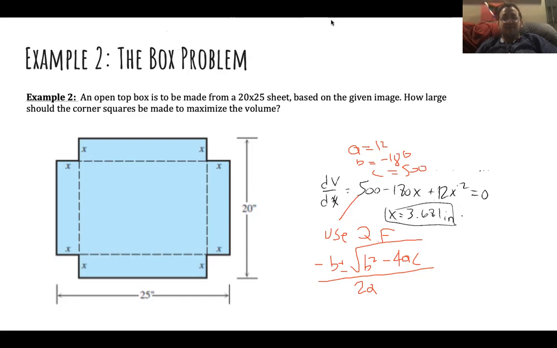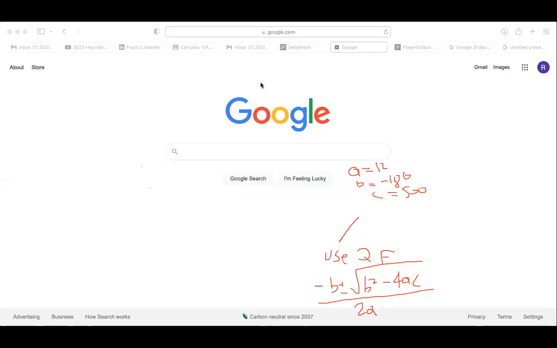Let me demonstrate how we could use this quadratic formula calculator. My suggestion for the sake of efficiency would be to go to a quadratic formula calculator and just enter in the numbers. So A was 12, B was negative 180, and C was 500. And they give you two solutions.